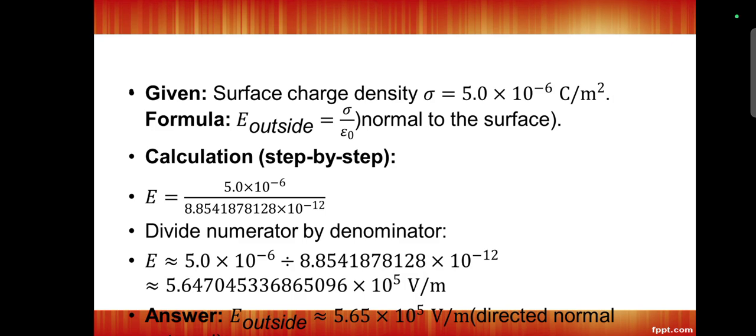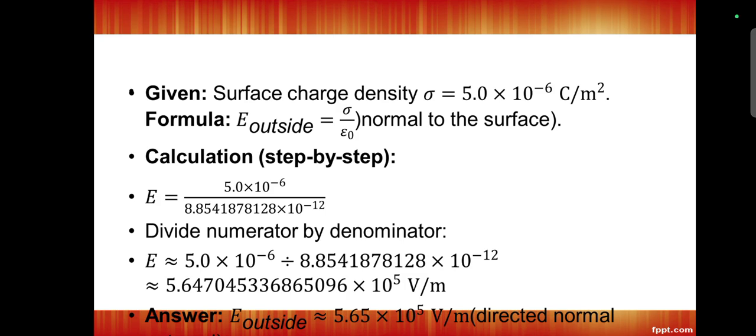The surface charge density sigma is given as 5.0 into 10 power minus 6 coulomb per meter square. And here you are asked to calculate the electric field outside the conductor. As per the formula we learned just before, E outside is equal to sigma divided by epsilon naught, normal to the surface. So calculation of E, step by step procedure. Substituting the value of sigma, 5.0 into 10 power minus 6 coulomb per meter square, and also epsilon naught, the permittivity of free space, which is equal to 8.854 into 10 power minus 12.